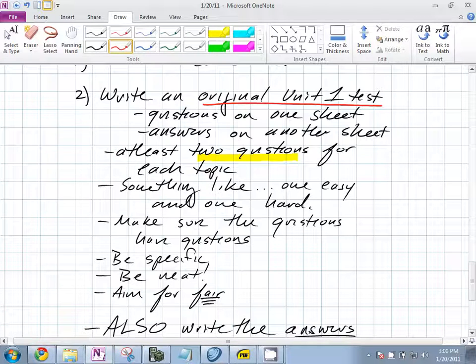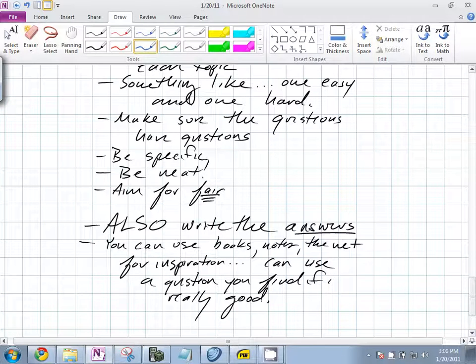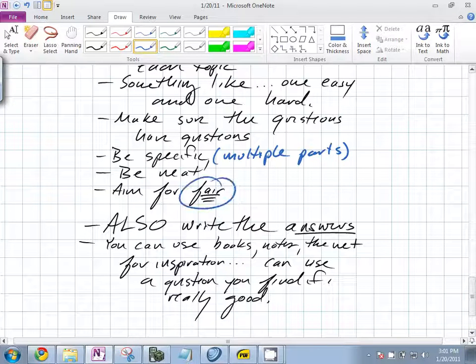It's amazing how sometimes you get these statements, like pony, and you're like, okay. Try to be as specific as you can with the questions. Multiple parts is fine. Be neat so the other person can read it. Aim for the questions to be fair. Don't make them too killer hard. Make sure you write the answers. You have to solve all of them. You can use books, notes, the net, anything for inspiration. You can use the question directly if you think it's really good.